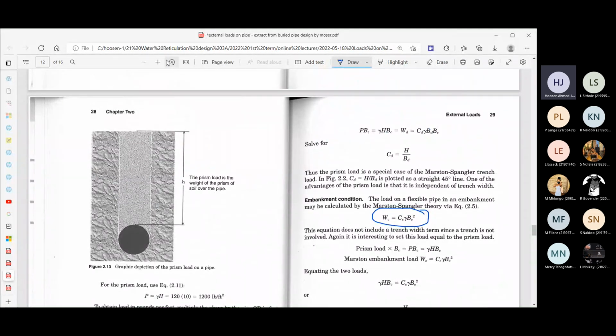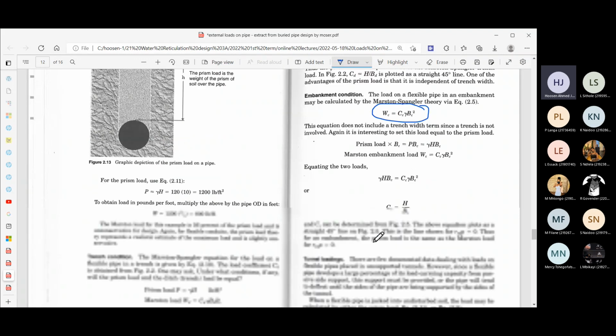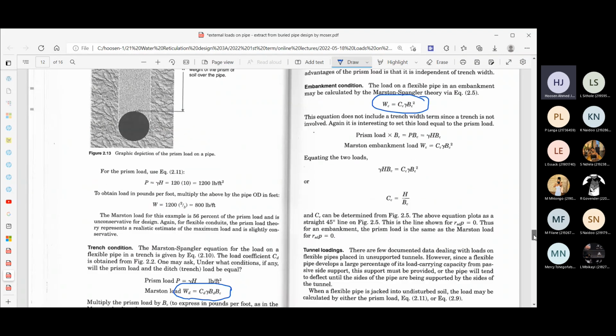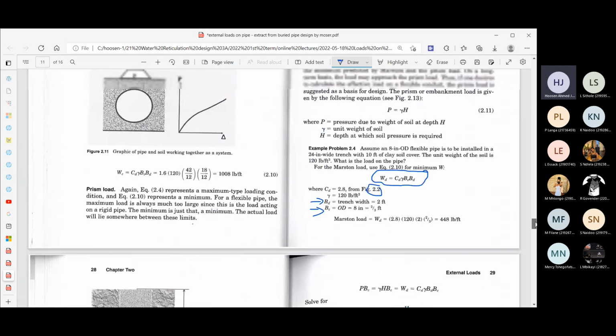Okay, with that, I'll end the discussion on this section on flexible pipes and rigid pipes and trench conditions and embankment conditions and determining the loading on those pipes. There are examples here. You can read through those examples and see how they work through, and you'll get a really good idea of how it's done.